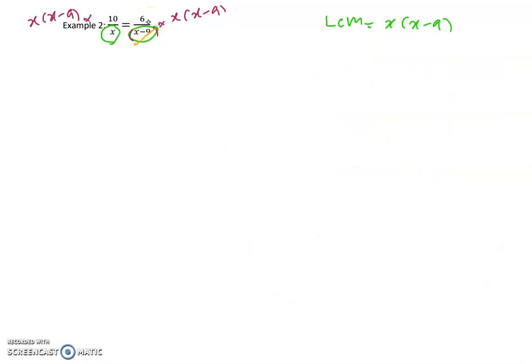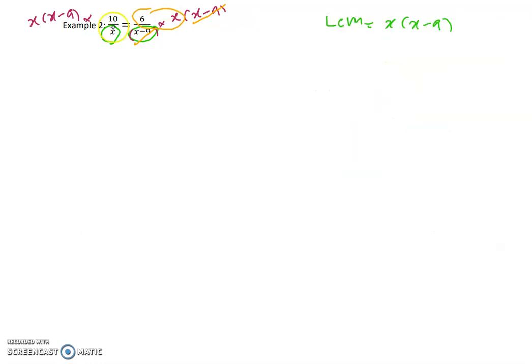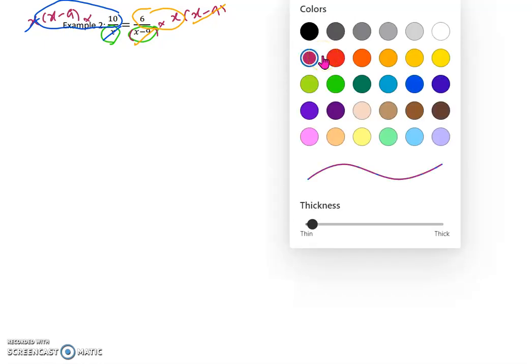So x minus 9 and x minus 9 can be divided out. So this is the only thing that we have left. And for the other side, x and x can be divided out, and this is what you will have left. Okay, so now how do we put them all together?